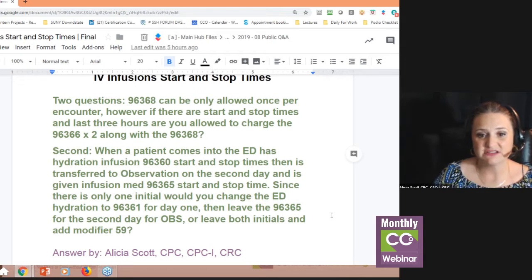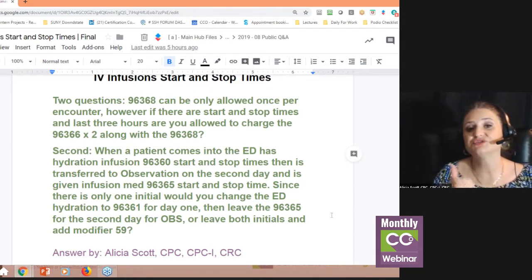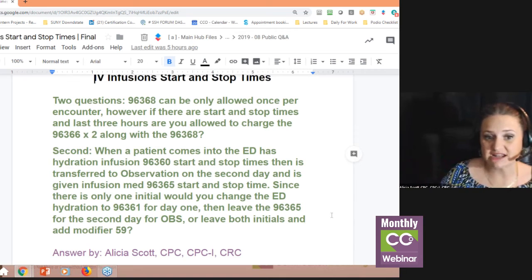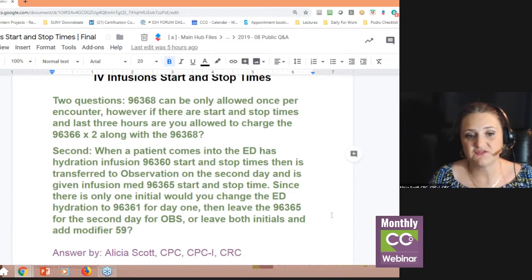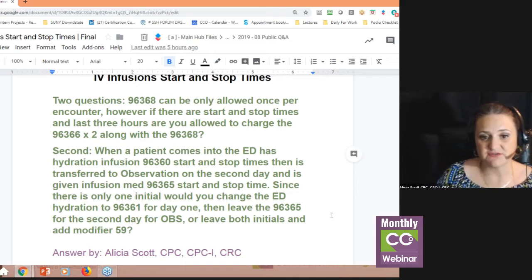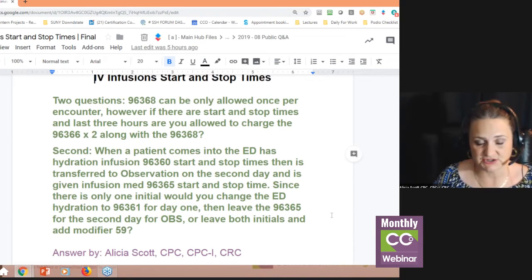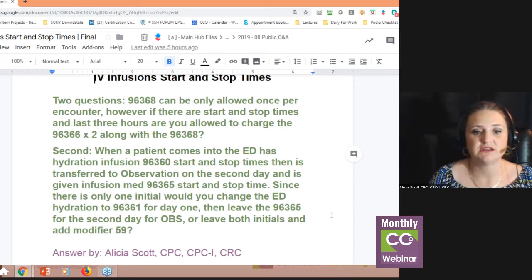96360 to start, and they have a stop, then is transferred to observation, which is a different status in the facility, on the second day, and is given infusion med, okay, 96365, start and stop. Since there's only one initial, would you change the ER hydration to 96361 for day one and then leave the 96365 for the second day for observation, or leave both initial and add modifier 59?